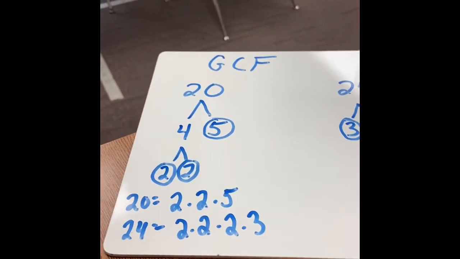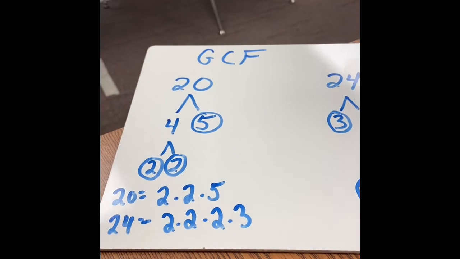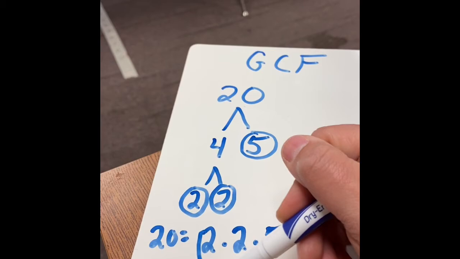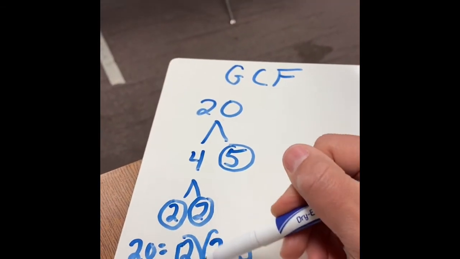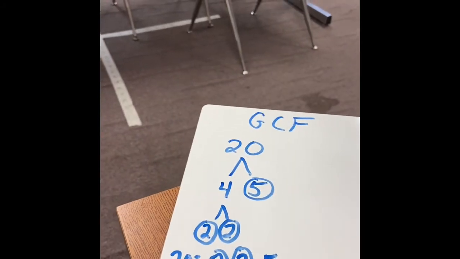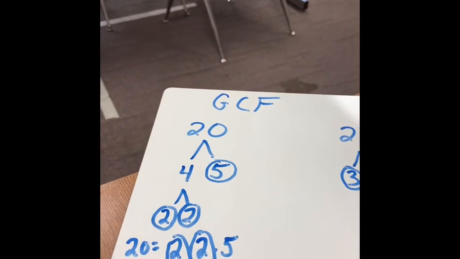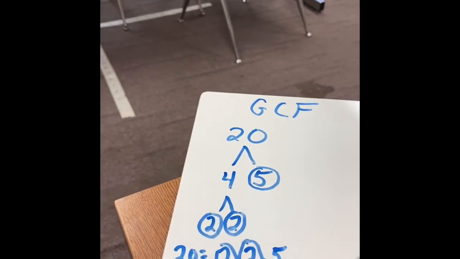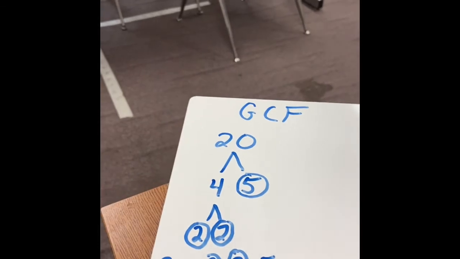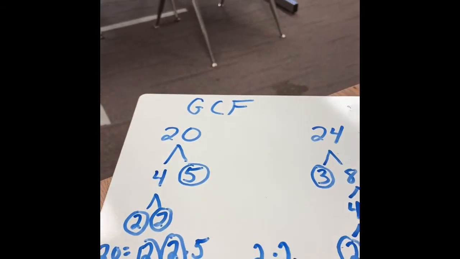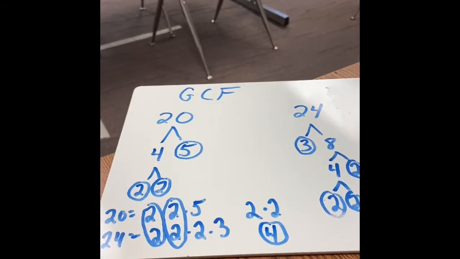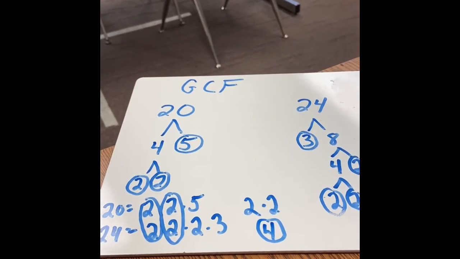Now, to find the greatest common factor, you find the ones they have in common. So they have a 2 in common. They have another 2 in common. This one has a 5, but 24 doesn't. 24 has another 2 and a 3, but there's not one up here. So then you pull out what they had in common, which was a 2 and a 2. So 2 times 2 gives you 4. So that's using prime factorization, okay?